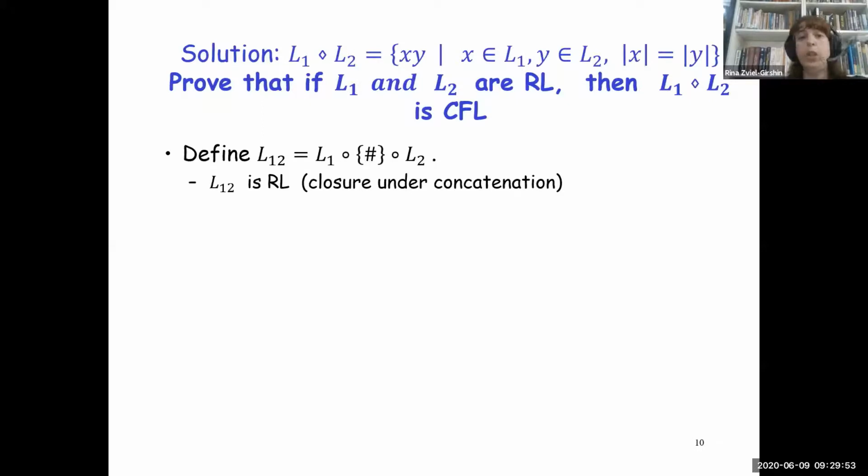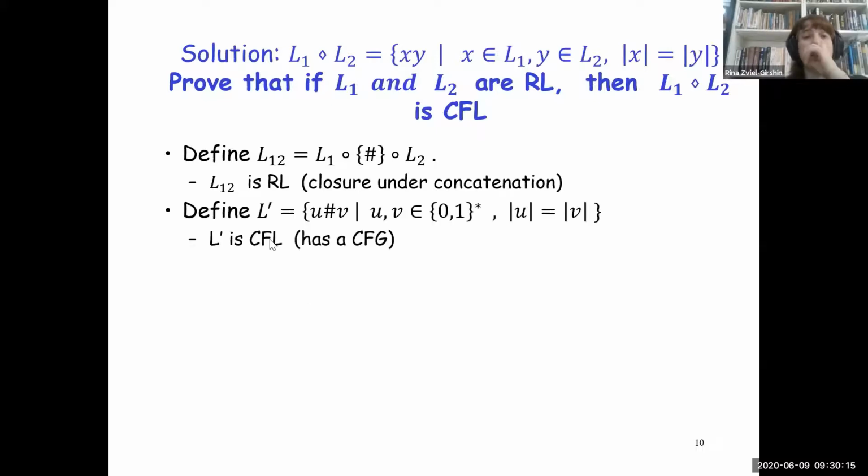I'm talking about regular languages. Why? L1 was a regular language, L2 was a regular language. The family of regular languages is closed under concatenation. The DS sign language is a finite language, so it's also a regular language. So I have a concatenation of three regular languages, and the resulting language is a regular language. Okay, we move to the next step.